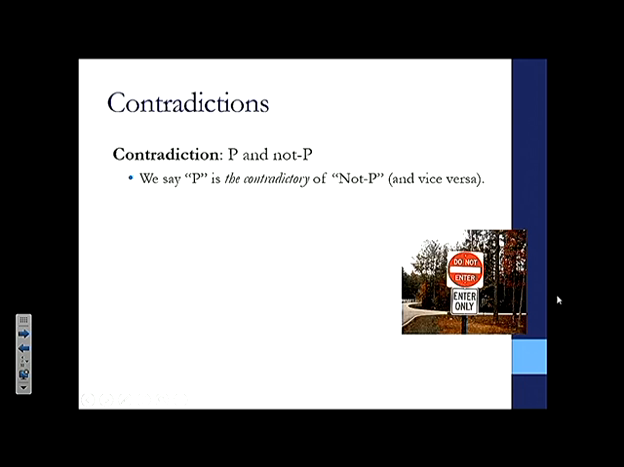So we talk about statements because they're elements of contradictions. Contradictions are a particular kind of pairing of statements. You've got a contradiction whenever you have a statement of the form P and not P, where P is just a variable for a statement. And we say that P is the contradictory of not P, and vice versa. Not P is the contradictory of P.